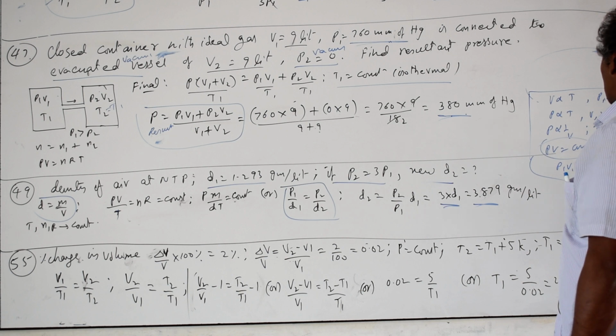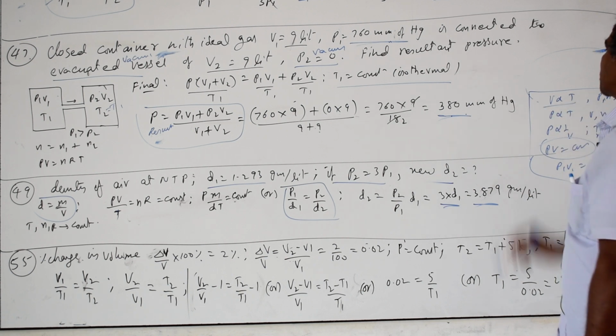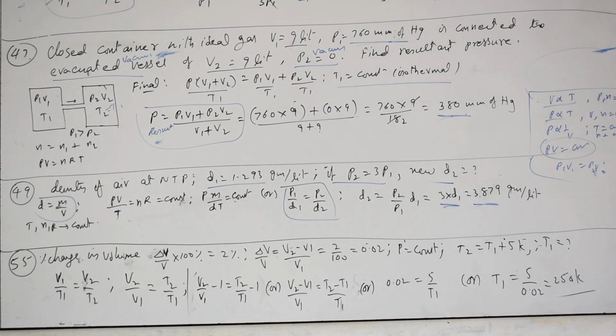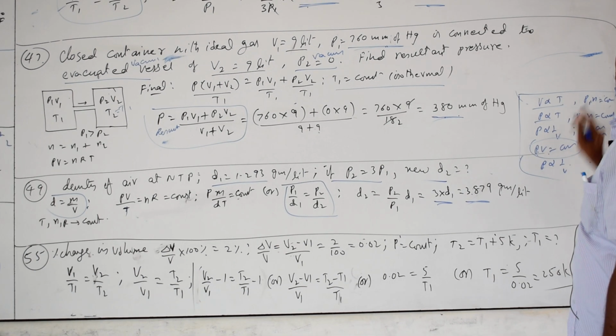Graphs are also important for you. Here, directly proportional means the volume-temperature graph and pressure-temperature graph are straight lines passing through the origin. But P is inverse, PV equal to constant, means P1 V1 equals P2 V2, or P is inversely proportional to V. The graph you will get is a rectangular hyperbola.